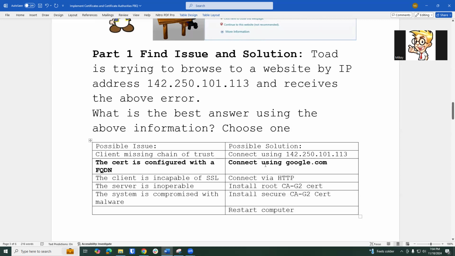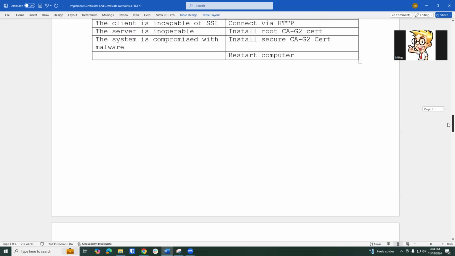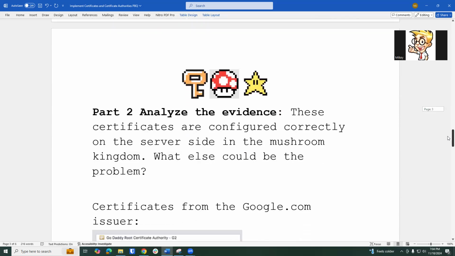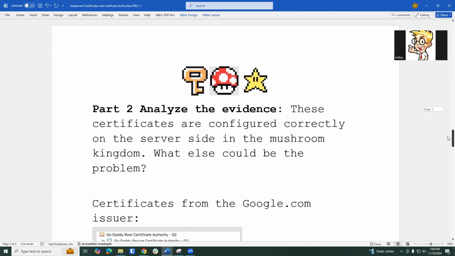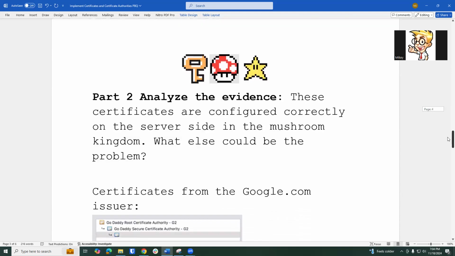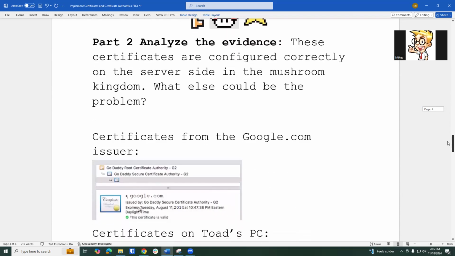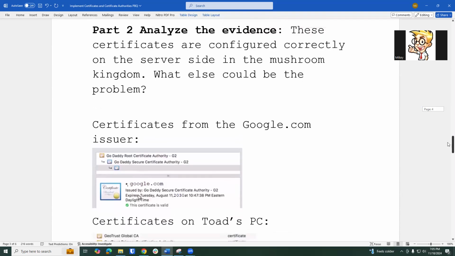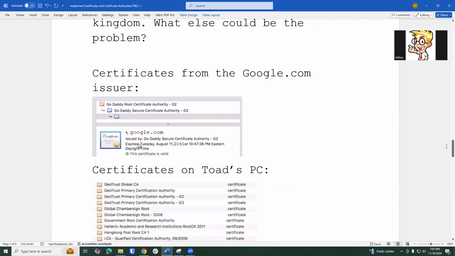Okay, part two. Part two, we're going to analyze some evidence here. These certificates are configured correctly on the server side in the Mushroom Kingdom. What else could be the problem? So we're supposed to analyze evidence. We have to look at this carefully, maybe jot down some notes if you need to.